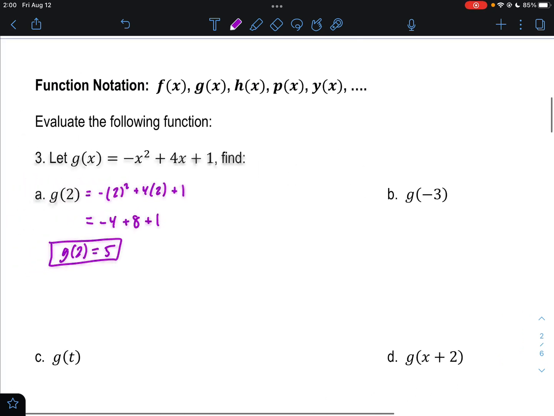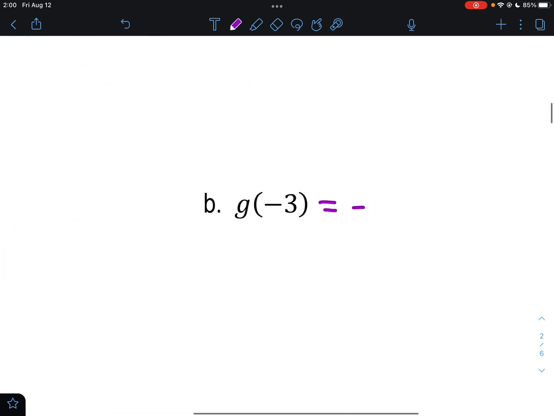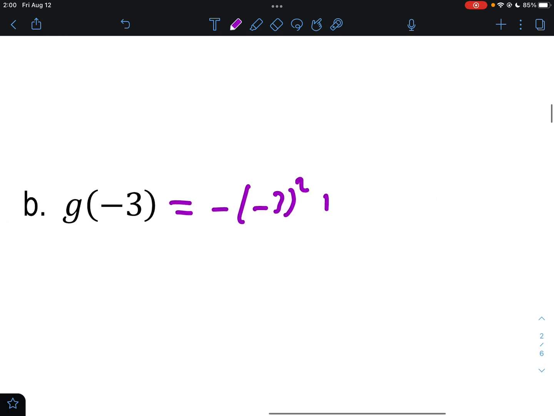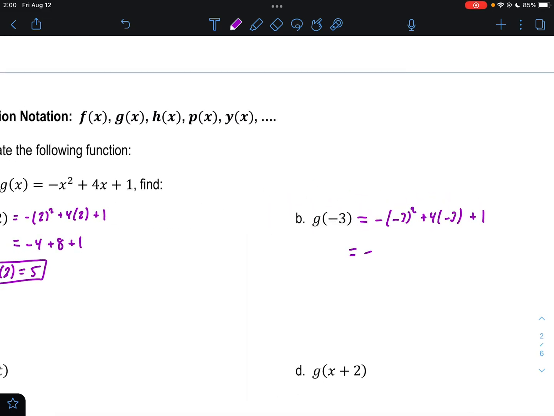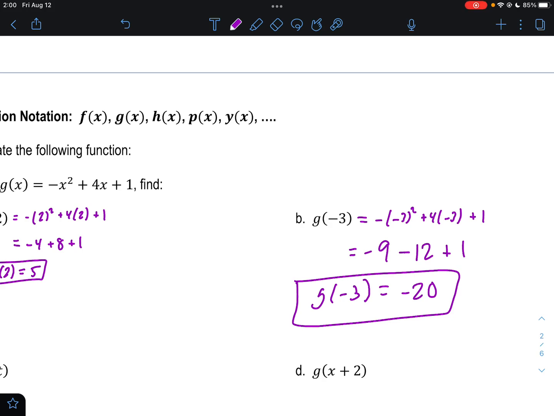All right, g of negative 3. So g of negative 3 would be negative 3 squared plus 4 times negative 3 plus 1. Okay, and that's negative 9 minus 12 plus 1. So g of negative 3 would be negative 20. Again, that means that the point negative 3, negative 20 is on the graph of g.